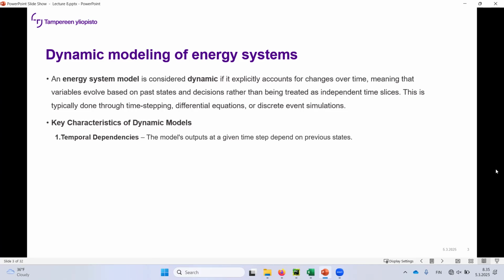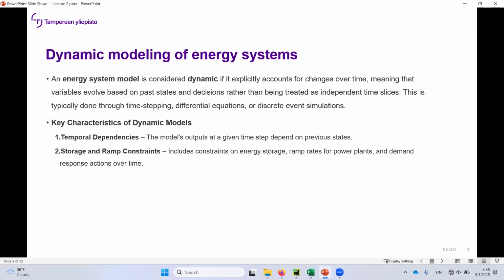So, key characteristics. You have these temporal dependencies. Time goes by, and whatever happens in the past affects the future. Model outputs are given by time step dependent variables that affect the calculation. You have storages and ramp constraints, for example. We have been examining storages to some extent, but these ramp constraints we didn't take into account in, for example, our district heating modeling.